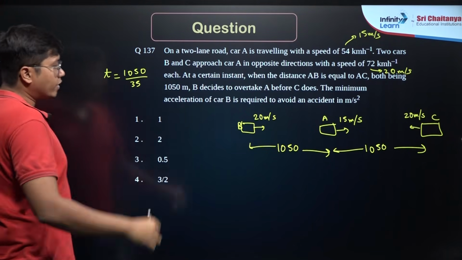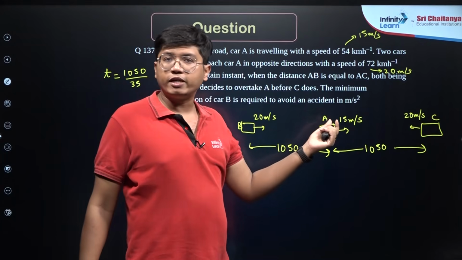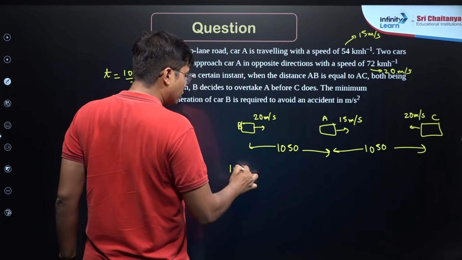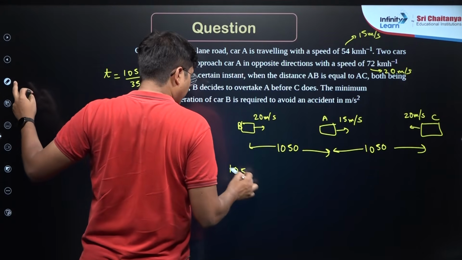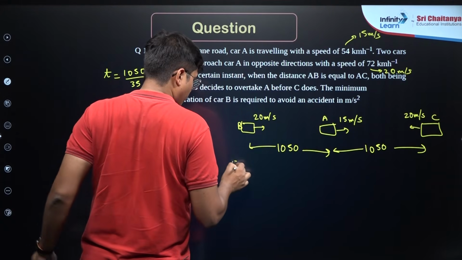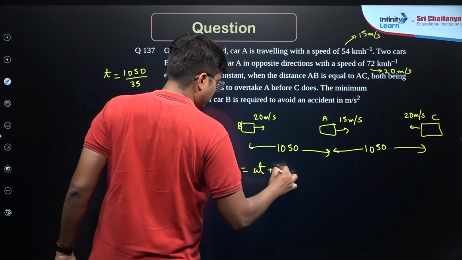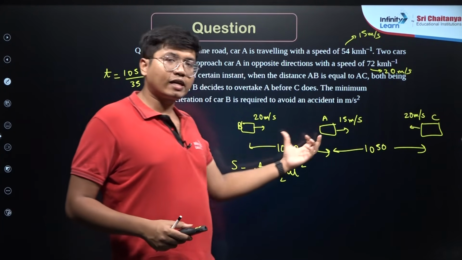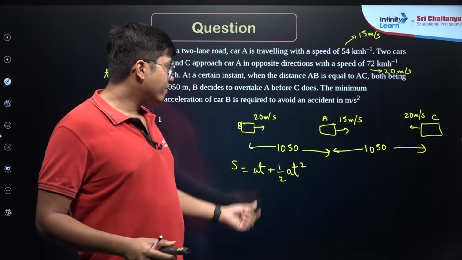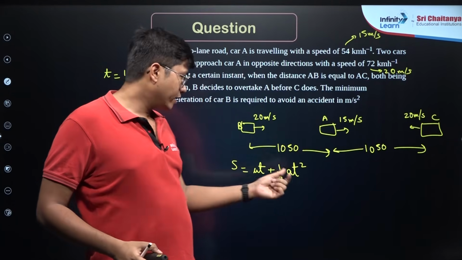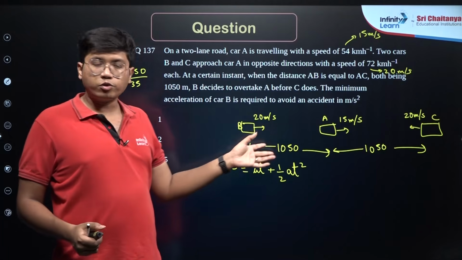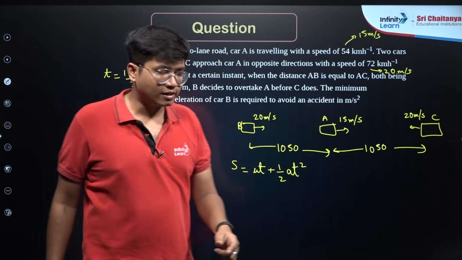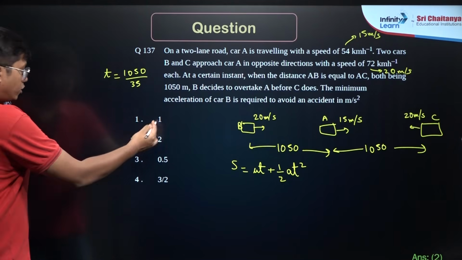Now car B has a relative velocity of 5 meters per second, but it has to accelerate. You want it to cover that 1050, so we use the equation S equals ut plus half at squared. The relative distance to cover is still 1050, the relative initial speed is 5 meters per second, and the time is whatever value you get from here, which I think is 30 seconds. Put that here and you can solve for the acceleration. The answer I believe is option 2.